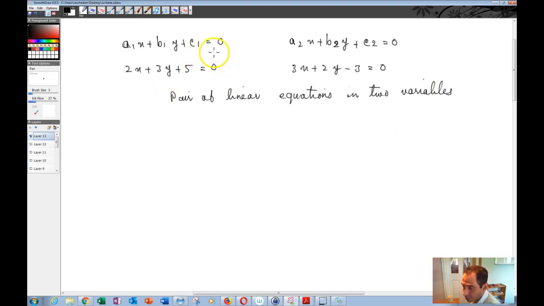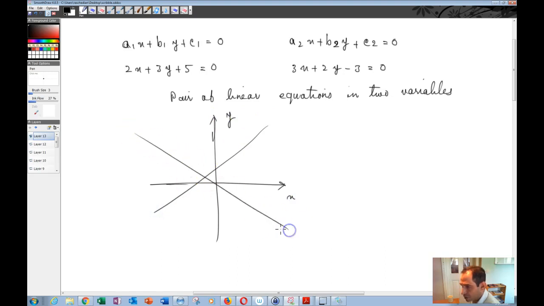Okay, and you know that each of these linear equations is a straight line. So both of them taken together is going to be, for example, some situation like this where you have the xy plane over here, and then you will get some line over here and some line over here. Let's call this 1 and this 2, and there is a point over here where both of these lines are intersecting, and that point is going to be the solution of this system of equations.